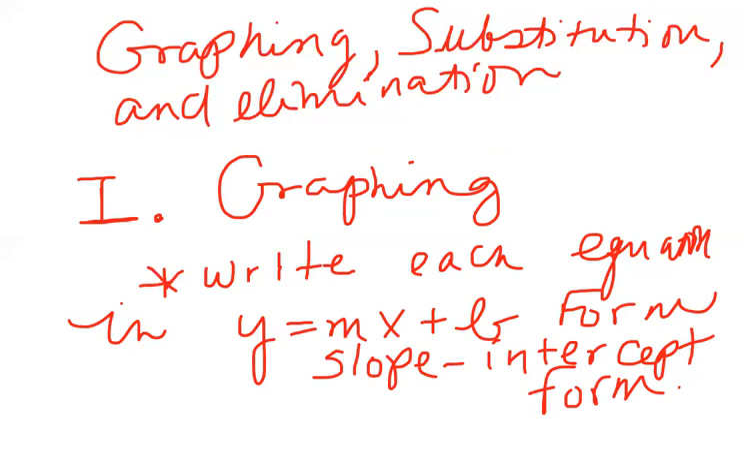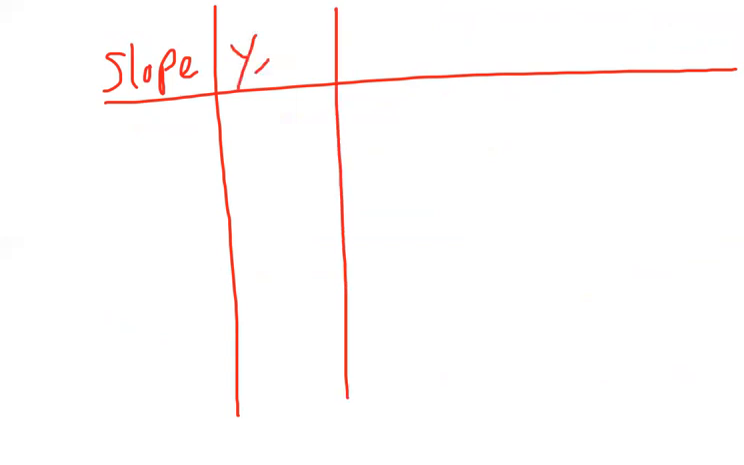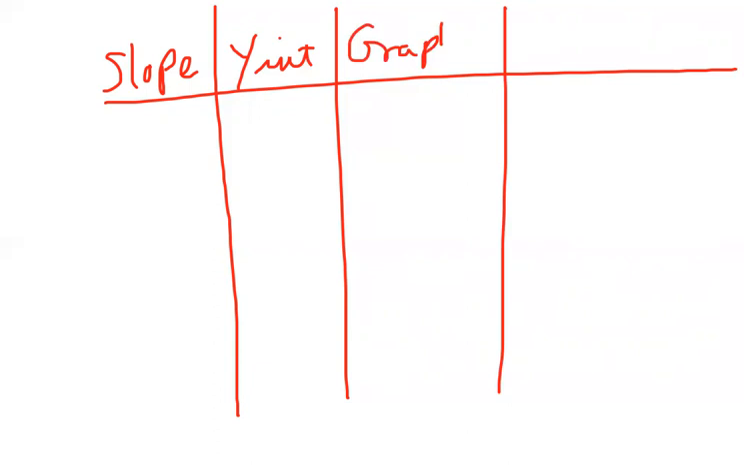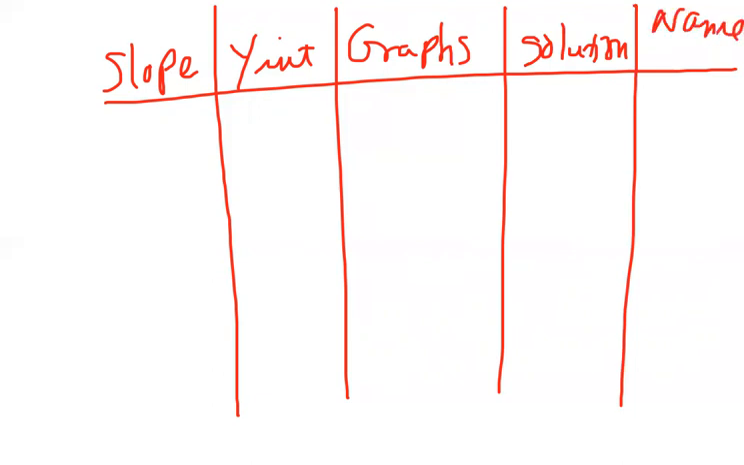The chart is simply going to help you to determine what type of solutions you're going to have for the system. Essentially, when you are working with systems of equations, there's three different types of solutions you will encounter, all right? The chart analyzes the slope and the y-intercept, and based on those, that will determine the types of graphs we have, and then of course, the solutions. And last but not least, we're going to name the system.